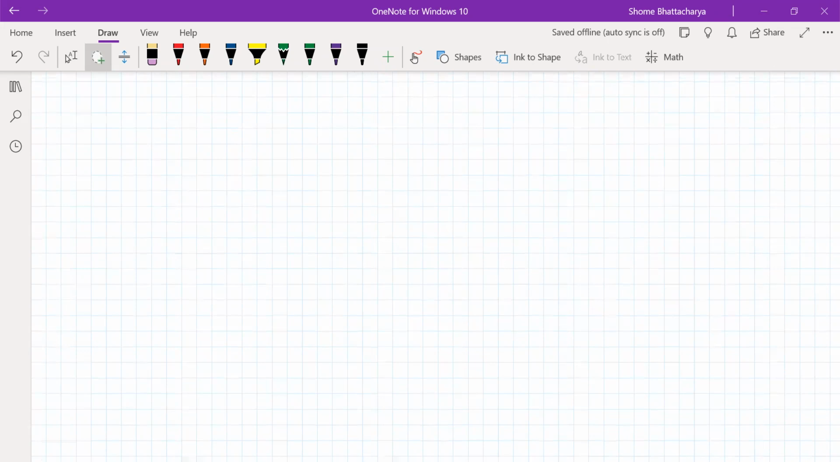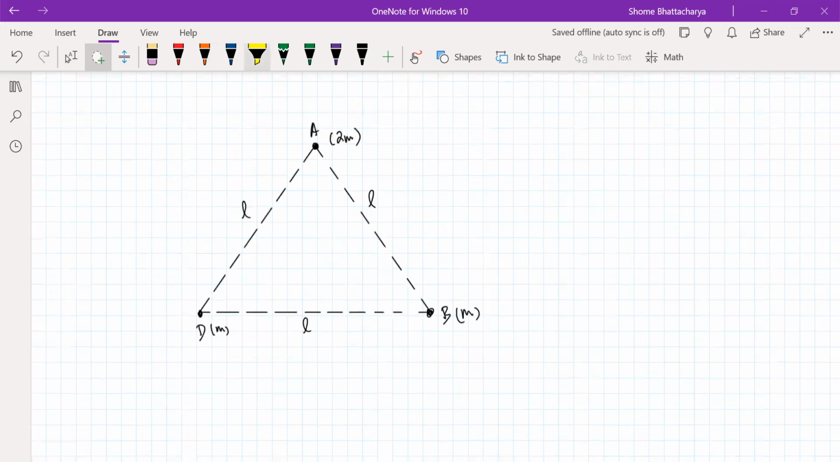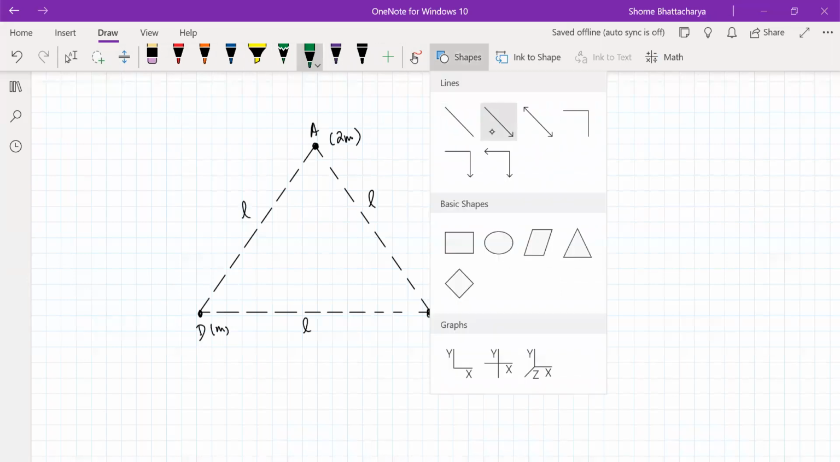Okay, so now one method of solving this problem would be to just use the center of mass formula. One would be to make use of the coordinate formula that we have seen. So for that, we'll need to define a coordinate frame. I will define the coordinate frame right now like this.